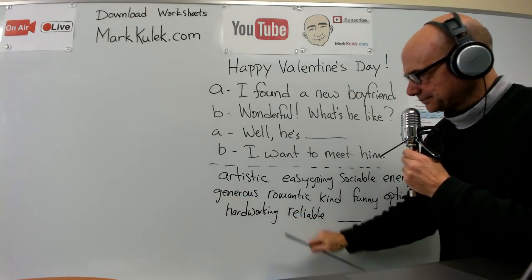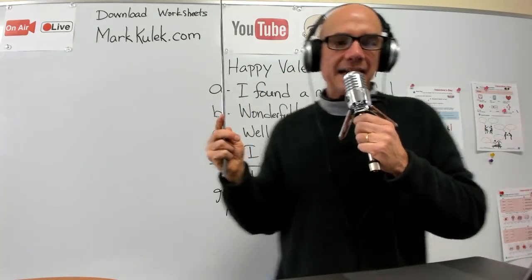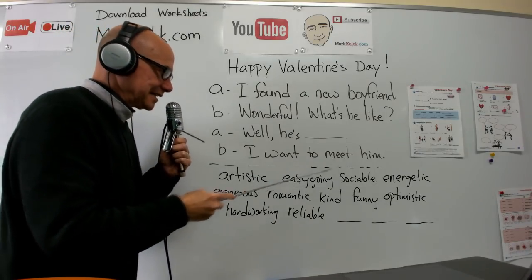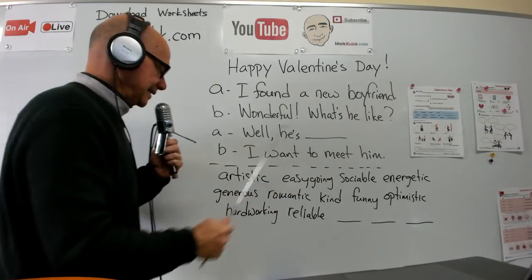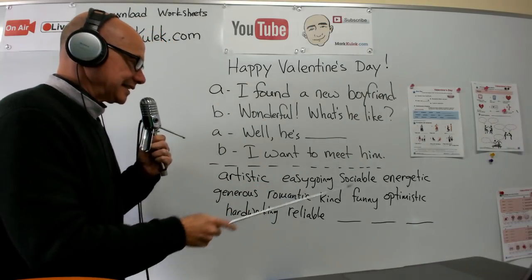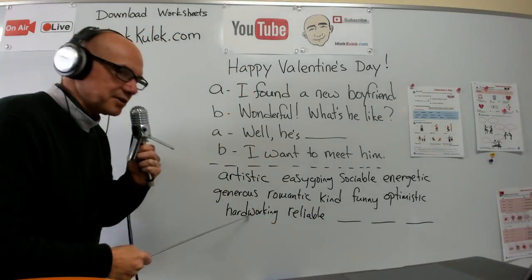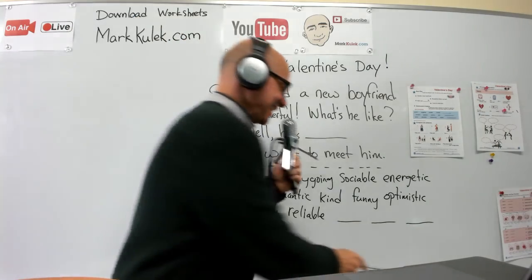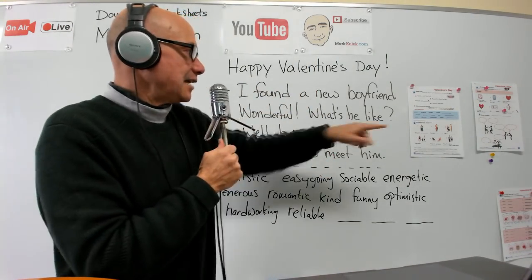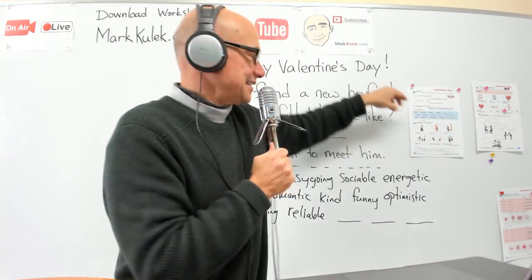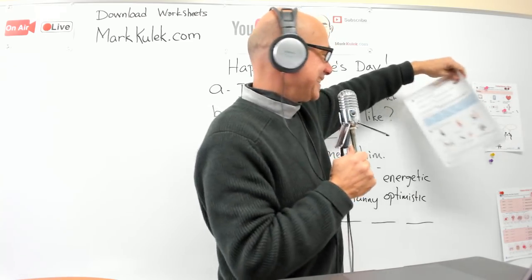Okay, so let's go over these adjectives again. Ready? Artistic, easygoing, sociable, energetic, generous, romantic, kind, funny, optimistic, hardworking, reliable. Okay, good. All right. So remember, you can download this, right? So let's continue. Oh, we have some new people maybe coming in. Hello. Thank you for joining this lesson, even though you're late.